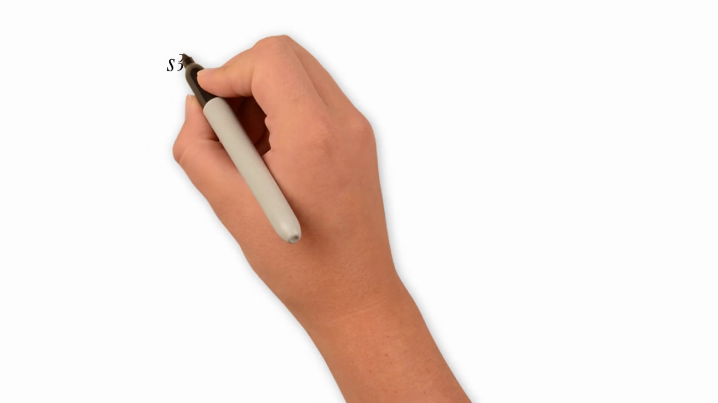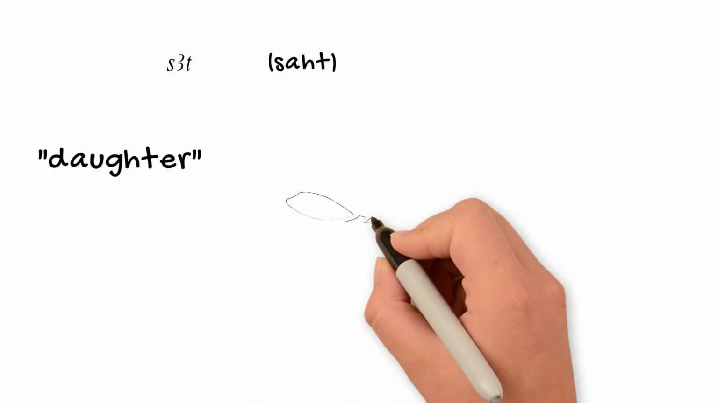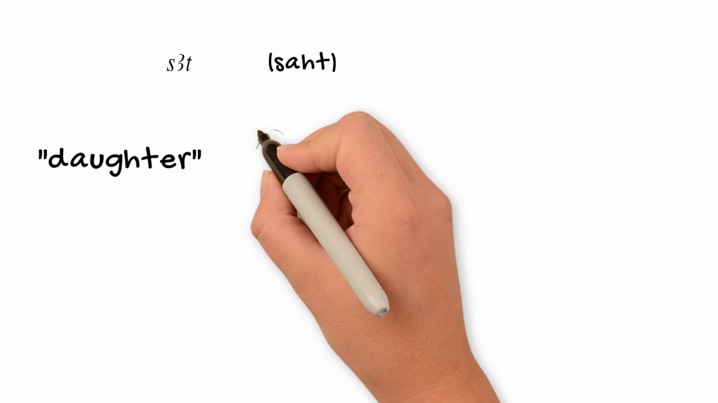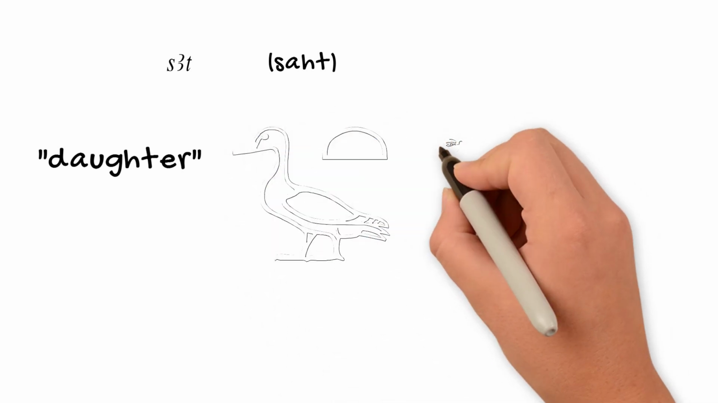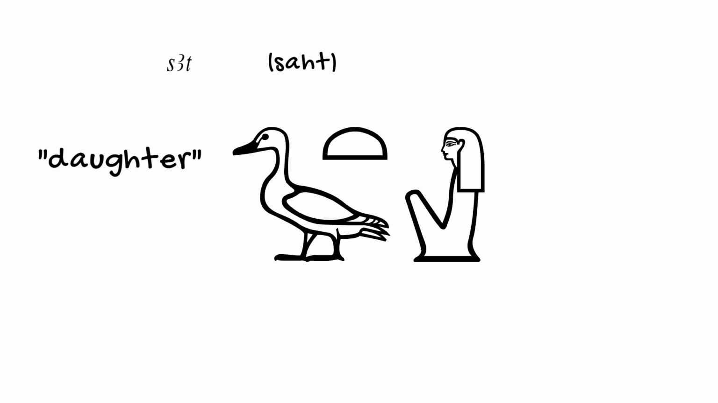For daughter, a tea bread loaf was included, usually above the back of the duck, but it could be below as well, to give the word a feminine ending. Like with son, daughter could also sometimes have a determinative, a seated woman in this case.